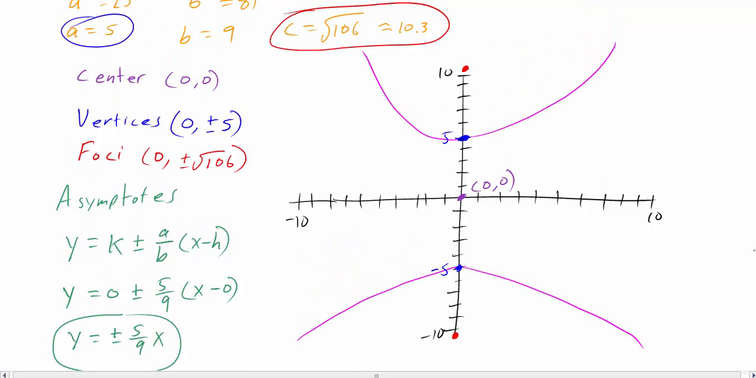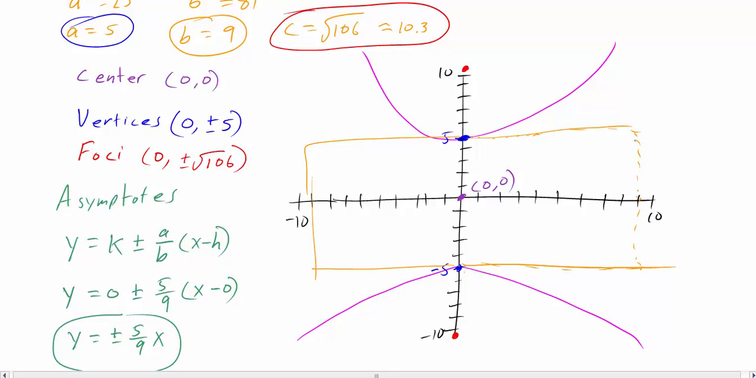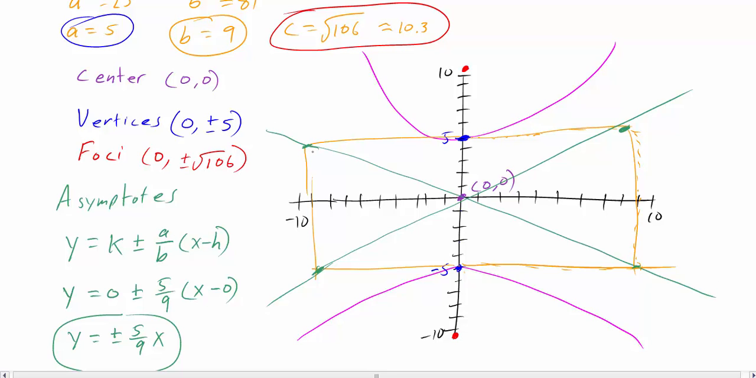Now, if we want to actually draw in the rectangle to identify that, remember we know that that's going to go up here to 5, and it's going to go out how far? Well, it's going to go out a distance of 9, so we're going to go all the way out to here, all the way down, so we would form our rectangle here. And the asymptotes, of course, are going to go through the center and through the corners of our rectangle. And there we have our asymptotes.